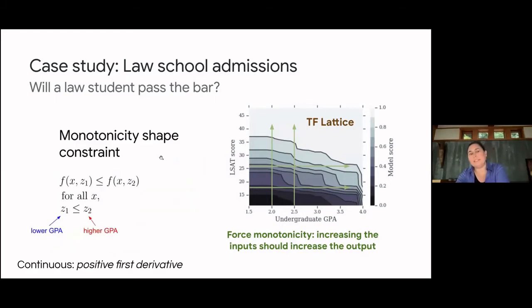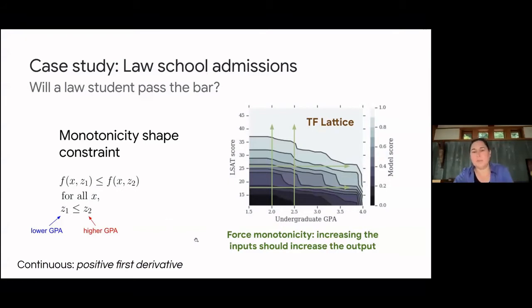So what do we mean by monotonicity shape constraint? Our model here is some function f. We'll have two features, x and z. And we're saying that if we want it to be monotonic in GPA, then if I have any two points with the same LSAT score, the same x, but one has a higher GPA, then it has to be that the model is getting bigger in that direction. So basically these green arrows have to be true anywhere in the space. And if this model is continuous, we can just say it has a positive first derivative, or a positive differential, in that direction.